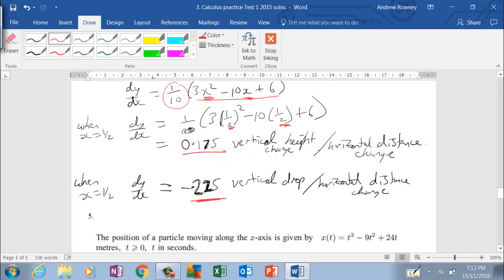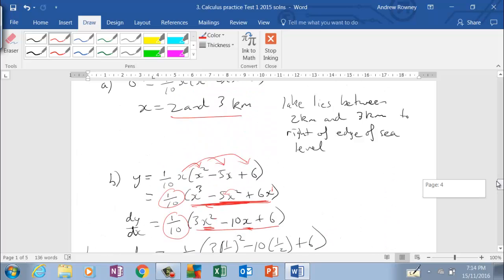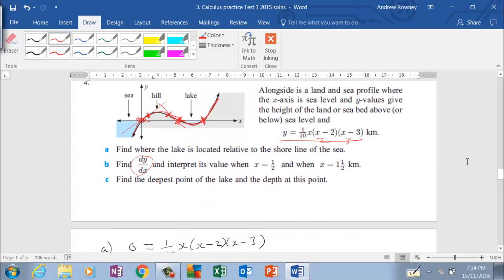Now the meaning is that it's the rate of change in vertical height with respect to horizontal distance. So it's really a slope value. It's really unitless because this is in meters and that's in meters, so it'll be meters per meter, which is no units whatsoever. Actually, it's in kilometers, so kilometers per kilometer.